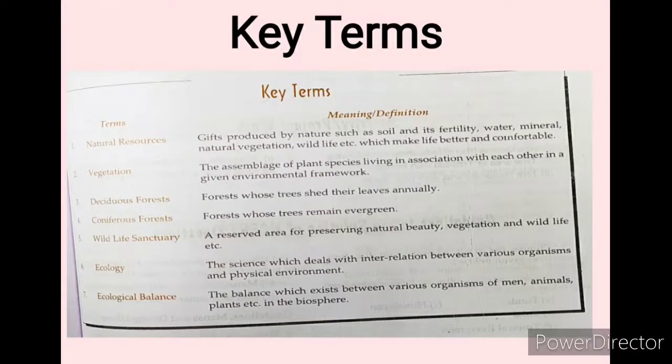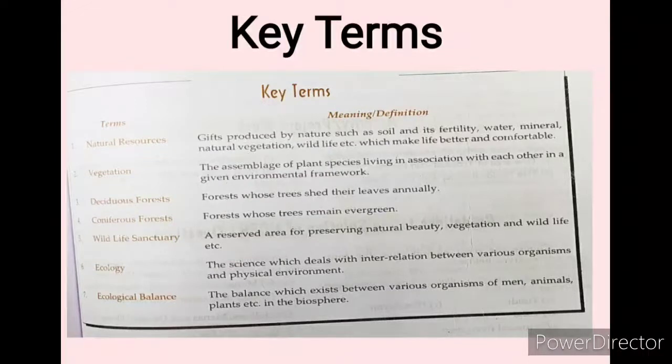So the first important term is natural resources. Gifts produced by nature such as soil and its fertility, water, minerals, natural vegetation, wildlife, etc., which make life better and comfortable, are termed as natural resources.